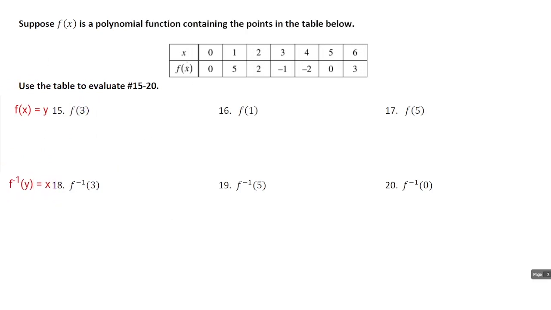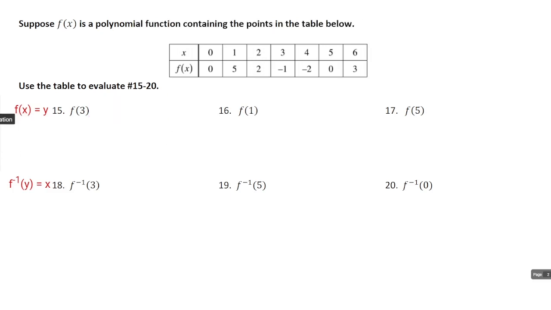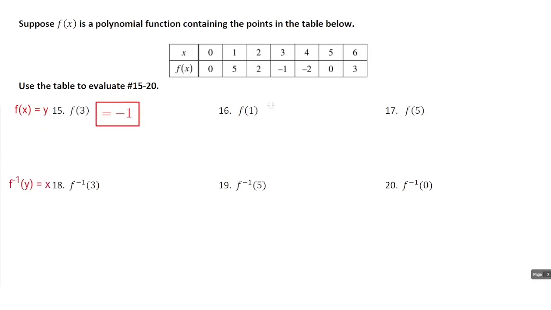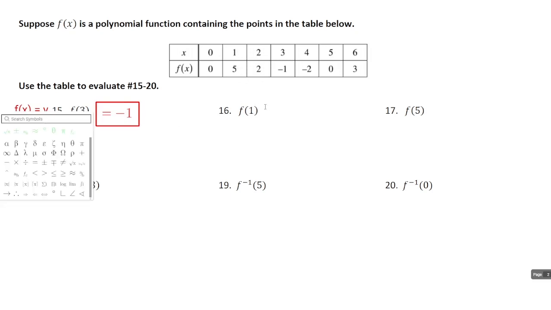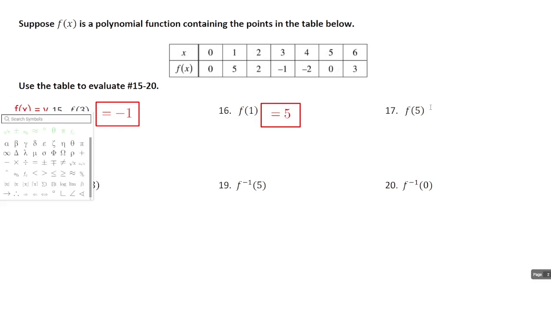Okay, so f of 3. We're going to look for where x is 3 and report back the y value, which is -1. So this thing equals -1. F of 1, find where x is 1, and f of 1 is 5. So f of 1 equals 5. These first three should be pretty straightforward. You're just identifying the y value that's associated with the given x value. F of 5 is, let's see, when x is 5, f of 5 is 0. So f of 5 equals 0.